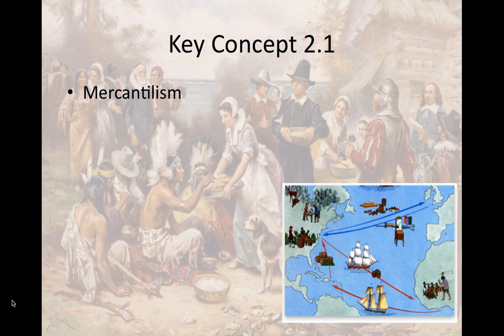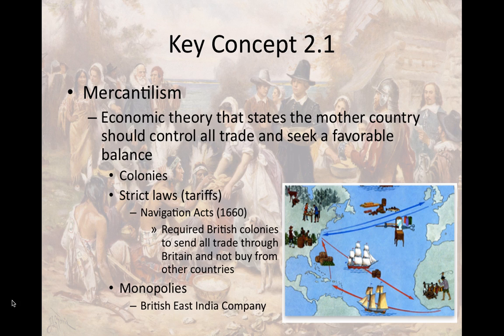Okay, so to get this rolling here, mercantilism is an economic theory that states that the mother country should control all trade and seek a favorable balance of that trade. So in order to do that, you need colonies, because those colonies bring you raw materials that you can then turn into manufactured goods. You need strict laws and tariffs.